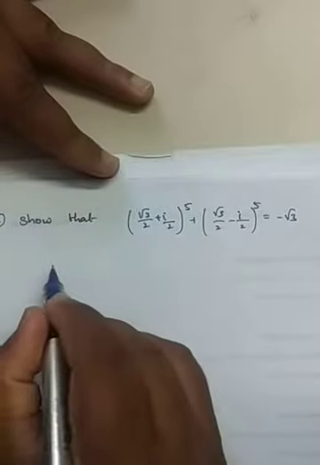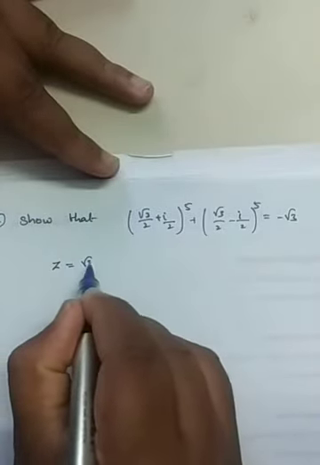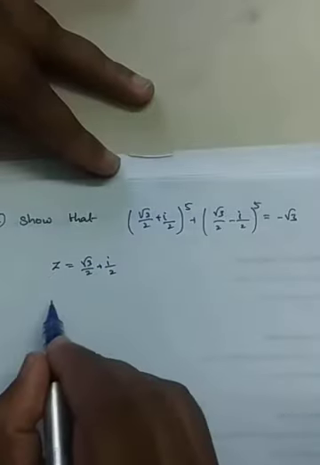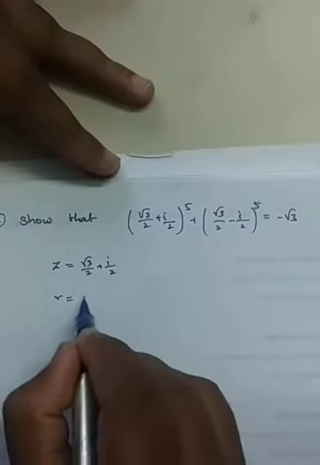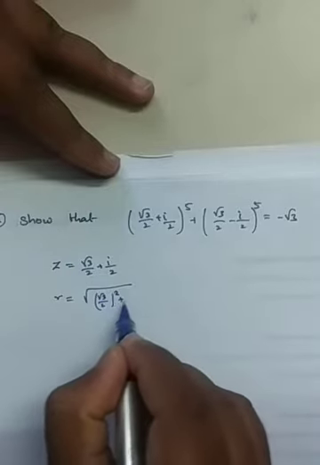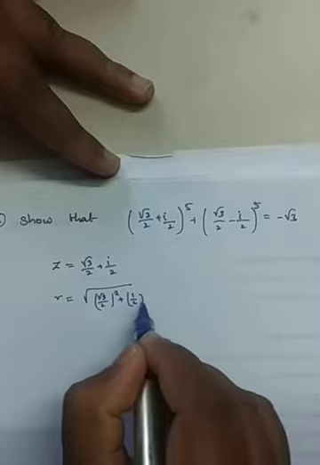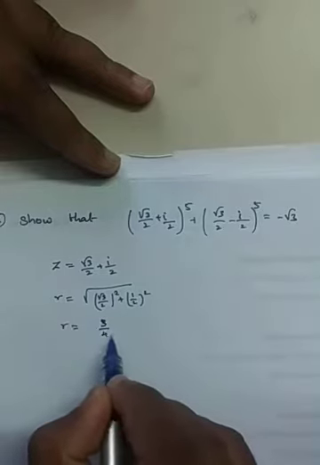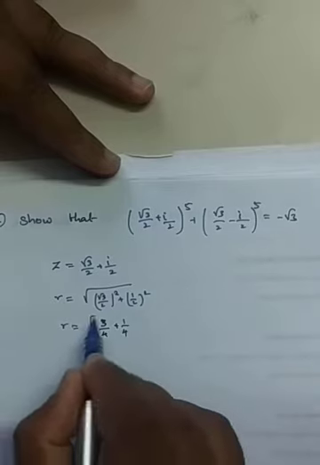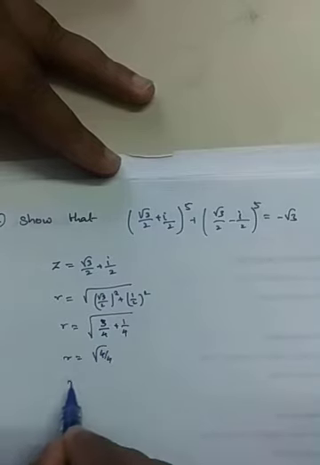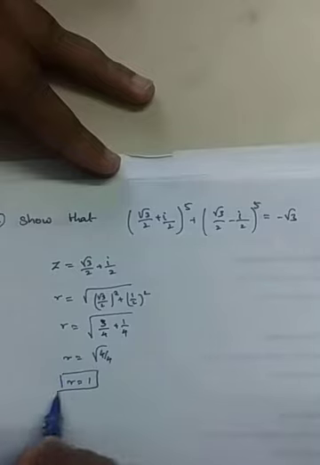So I'm taking z equal to root 3 by 2 plus i by 2. So modulus r you want to find now, that is square root of (root 3 by 2) whole square plus (1 by 2) whole square you will do. That is r equals 3 by 4 plus 1 by 4. So that is root 4 by 4. Answer is r equals modulus 1. So that's why it's coming 1.